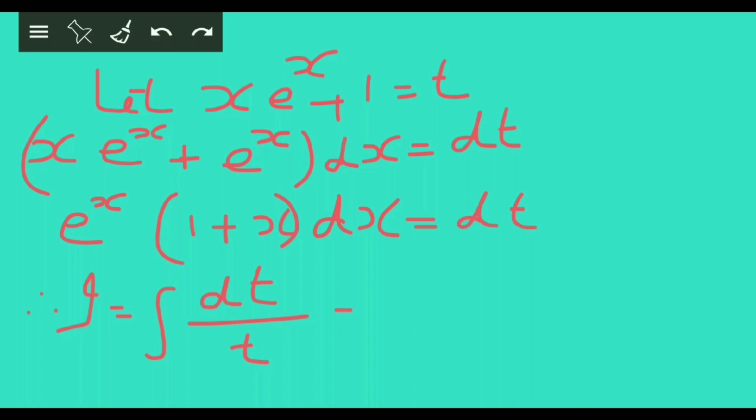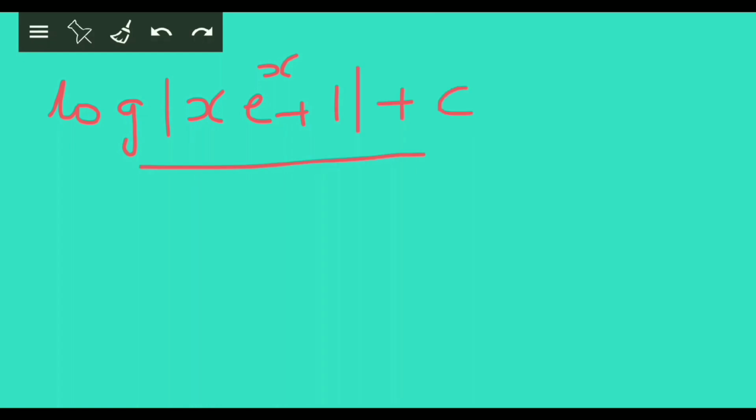Now what is the integration of 1 upon t? Yes, it is log t. So 1 upon t dt becomes log t plus c. So now what remains is resubstitution. So we just resubstitute and get log of x e raised to x, because that is what we had substituted, plus 1, plus c. This becomes our answer for this sum.